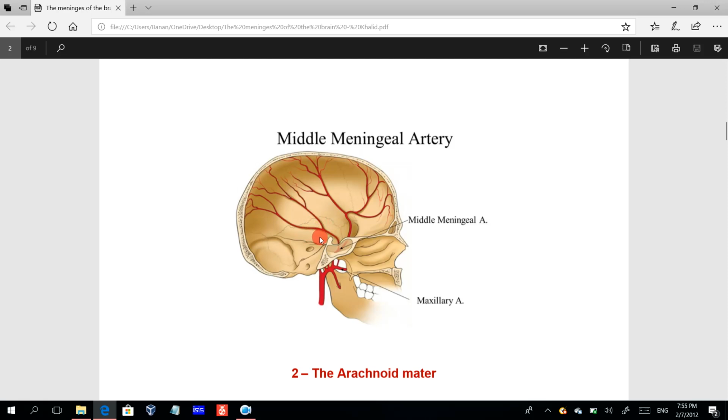Any trauma causing a fracture to this bone will cause damage to this artery, and the blood will accumulate at this area, causing pressure on the brain. And of course, the treatment should be urgent surgical treatment to evacuate and remove all the collected blood from this area.